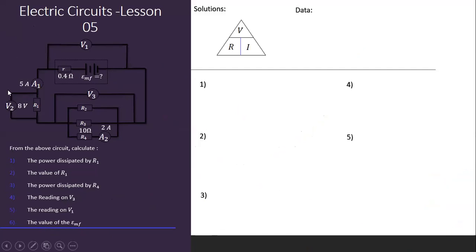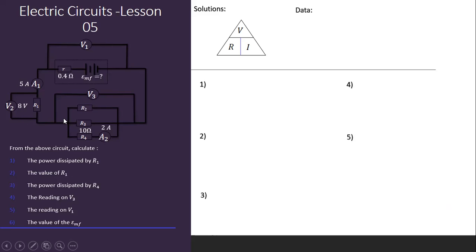We are given this circuit whereby the EMF of this battery is unknown. We have an internal resistance of 0.4 ohms. We have V1, which measures the voltage across the external circuit. We have A1, the ammeter, which reads 5 amps. That means there's a current of 5 amps passing through resistor 1, and the potential difference across resistor 1 is measured by V2, and it reads 8 volts.